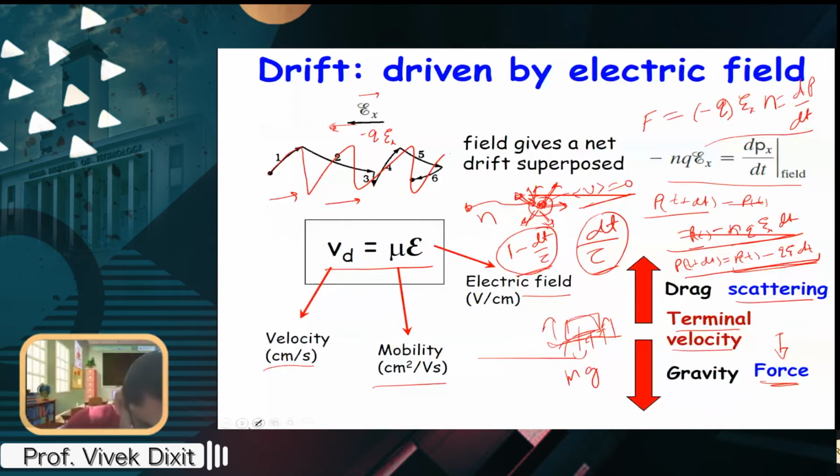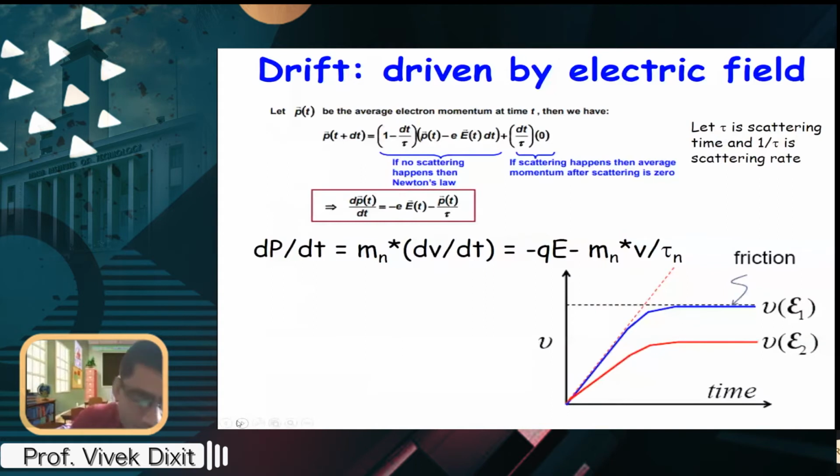Correct. So we can write that equation here. So p at t plus dt is written as p at t minus force times dt. Now 1 minus dt by tau is the particles which are not scattered, and dt by tau are the particles which are scattered, and they will have randomized momentum, right? So that randomized momentum is 0. Correct.